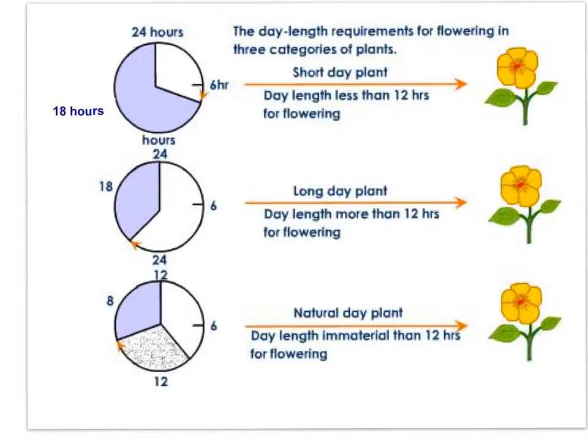Short day plants will flower if the day length is less than 12 hours, as would happen in the autumn as day length shortens. Long day plants will flower if the day length is greater than 12 hours, as would happen in the spring as day length increases.